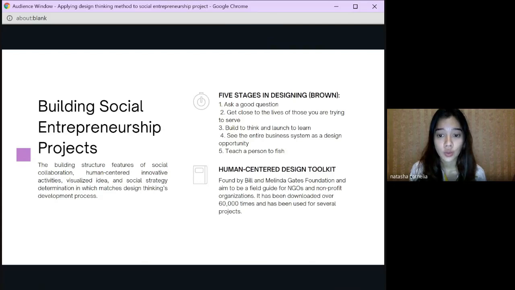And then the last one is the human-centered design toolkit. It was founded by the Bill and Melinda Gates Foundation, which aimed to be a field guide for NGOs and non-profit organizations.